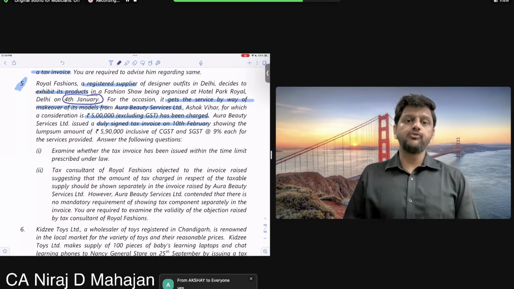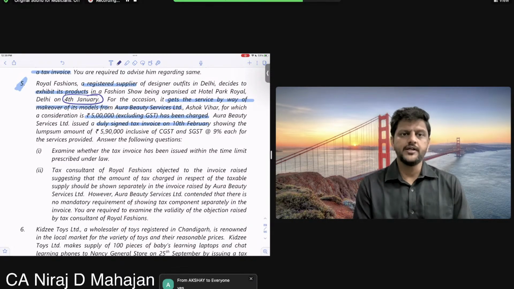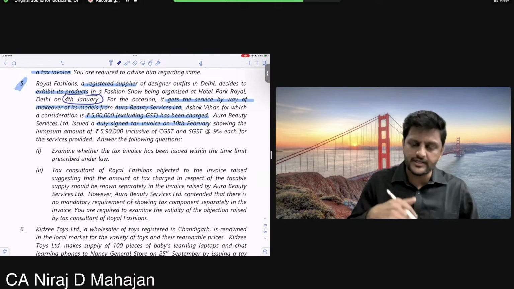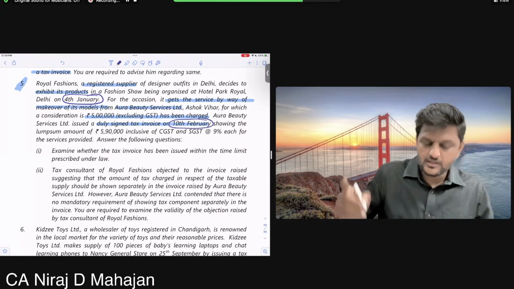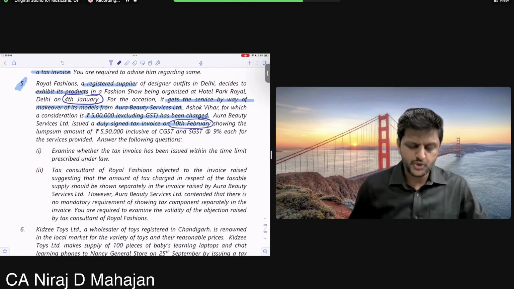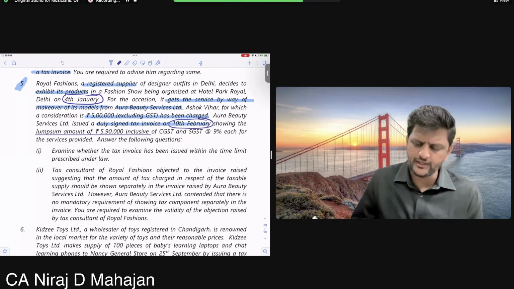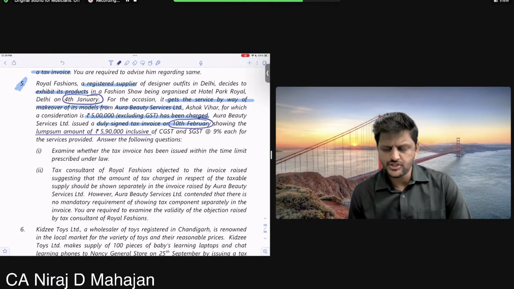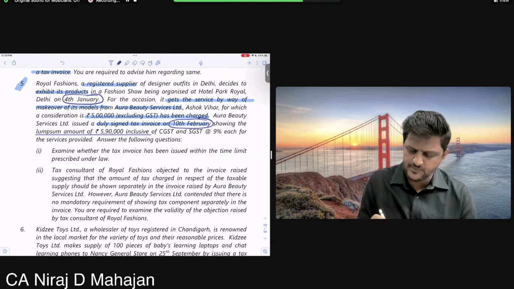So the services were provided on 4th January, na? As per Section 31, an invoice needs to be issued within a maximum of 30 days of supply. The invoice was given on 10th February, though the service was given on 4th January, after 30 days. Problem. It shows a lump sum amount of 5 lakh 90, inclusive of taxes, CGST and SGST at 9% each, for the services provided. Answer the following questions. Examine whether the tax invoice has been issued within the time limit.